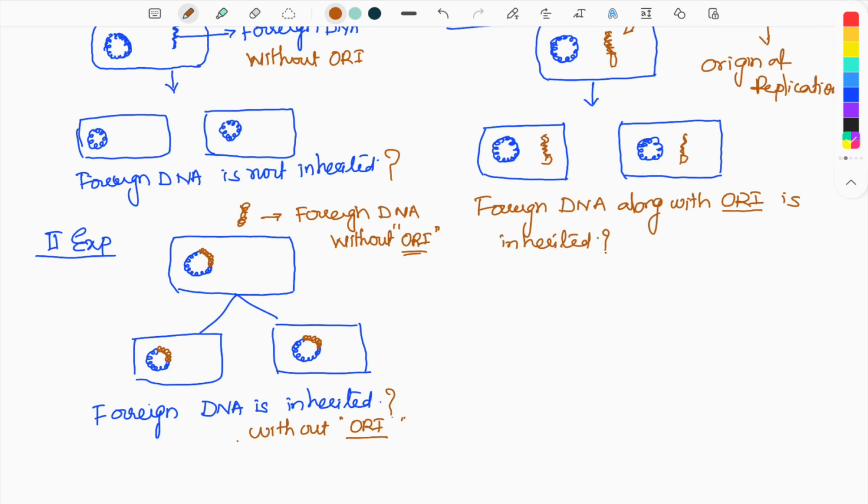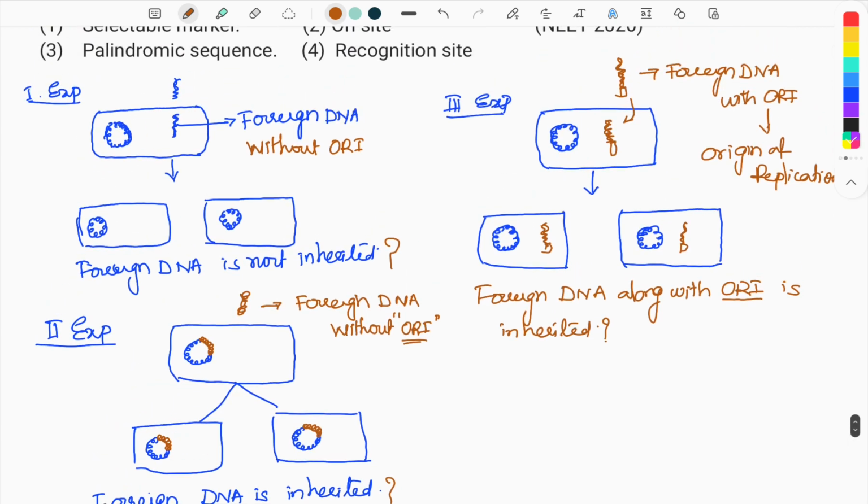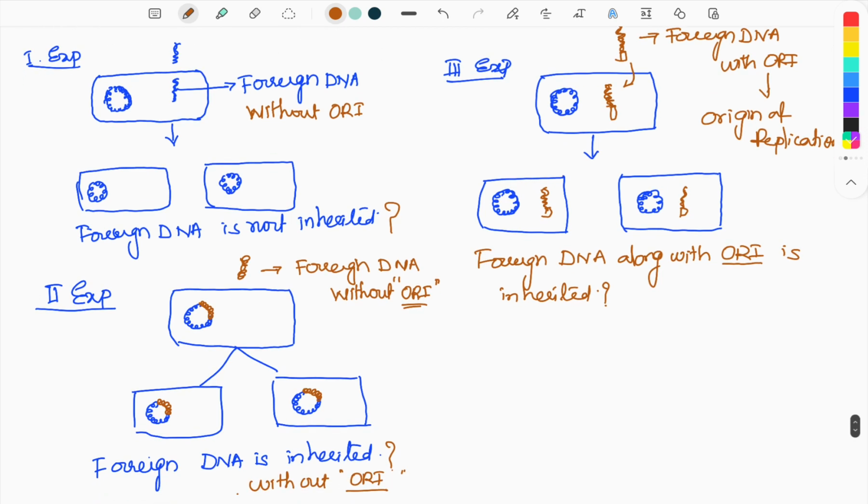So in the second case, it is being inherited, and in the first case, the foreign DNA is not inherited because that bacterial DNA is having ORI, but the foreign DNA is not integrated with bacterial DNA. The foreign DNA remains isolated in bacteria. It is not coupled with bacterial DNA and not having the ORI. So you should remember one thing: either the foreign DNA should have an ORI sequence or the foreign DNA should be integrated with bacterial DNA that is having the ORI.